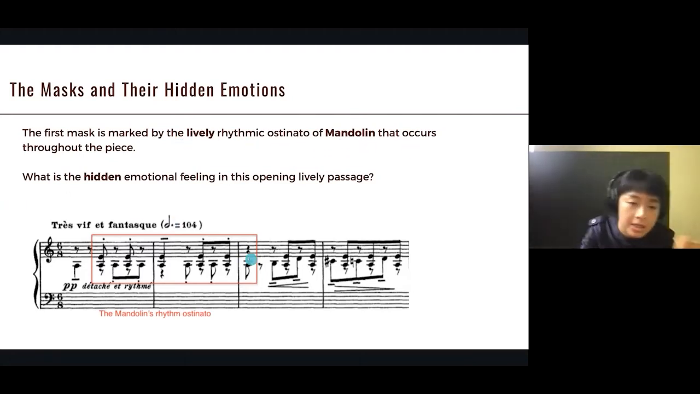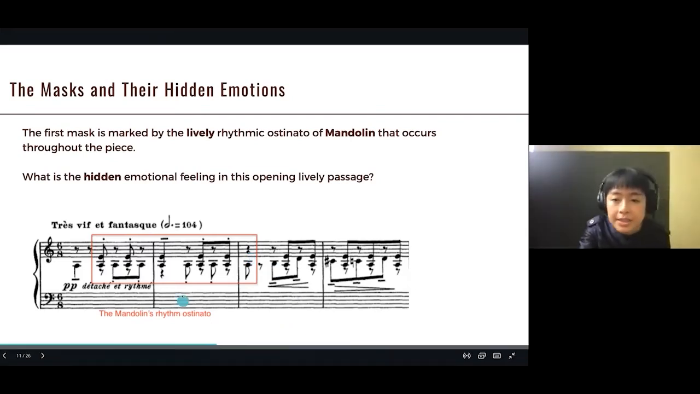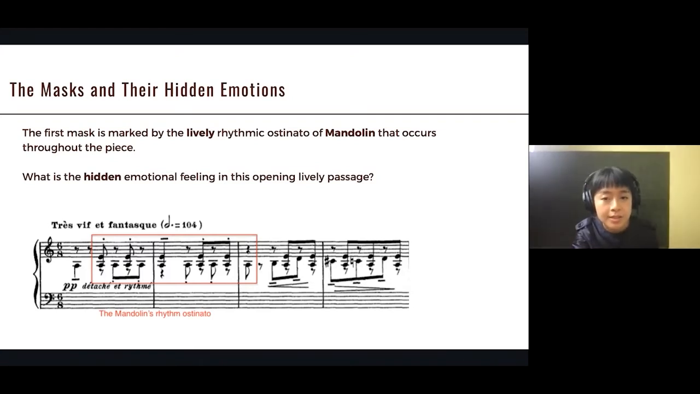occurs throughout the piece. So if you hear, and this keeps going on for the first page now, and then we want to know what is the hidden emotional feeling in this opening lively passage, because we know the title is already Masques, so we must expect something hidden beneath it. So where's the tragedy? Where is the tragic? At first hearing, you won't hear anything unless you look into the score a little bit deeper. And actually, if you read until the end, then you will discover what is the tragic melody.